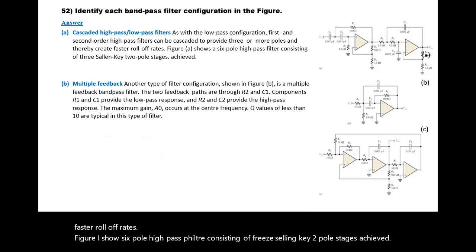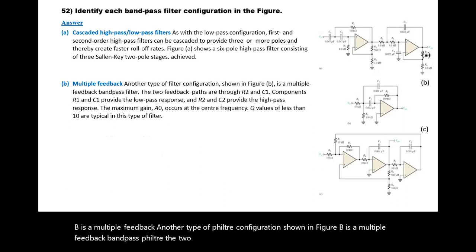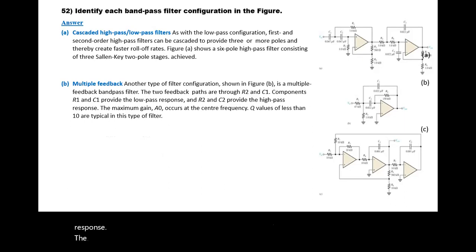B is a multiple feedback filter. Another type of filter configuration shown in figure B is a multiple feedback bandpass filter. The two feedback paths are through R2 and C1. Components R1, C1 provide a low-pass response, R2, C2 provide a high-pass response. The maximum gain A0 occurs at the center frequency. Q values of less than 10 are typical in this type of filter.